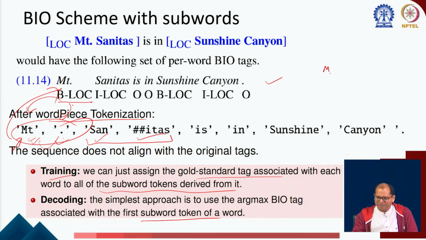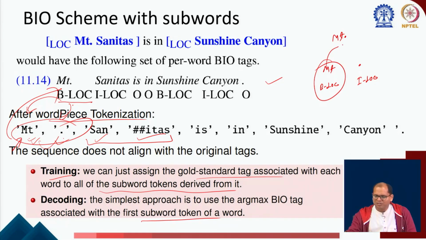So I have some prediction for M.T., let's say beginning of location, and dot gets I of location. I want to predict what is the tag for M.T. dot. That's what my task is. So I simply copy this tag to M.T. dot. I'll say this is beginning of location. So that is one detail.